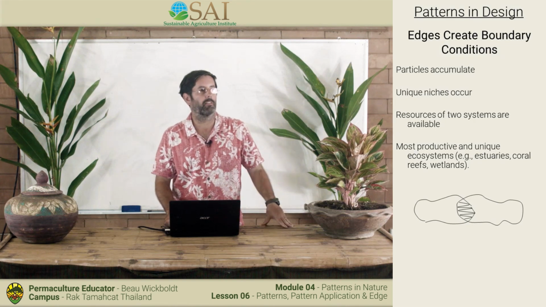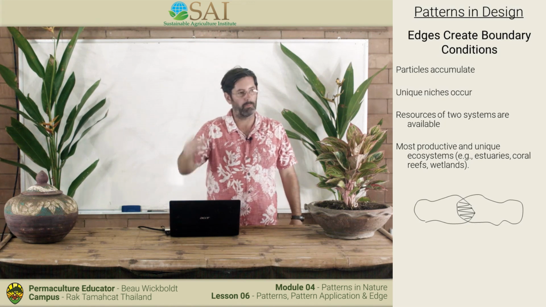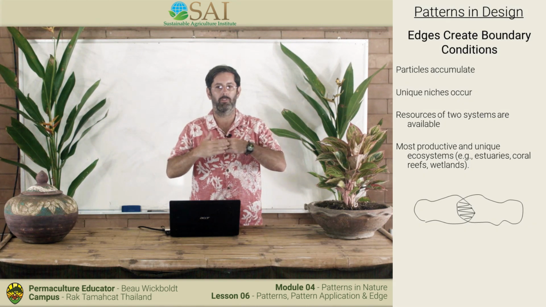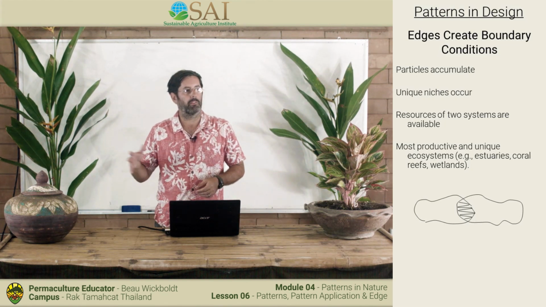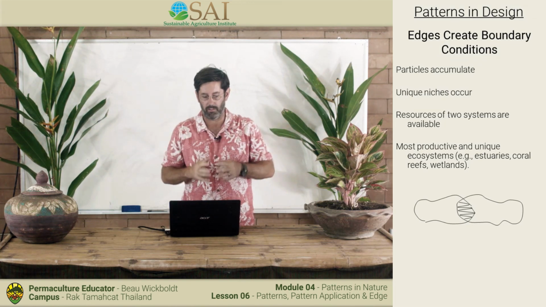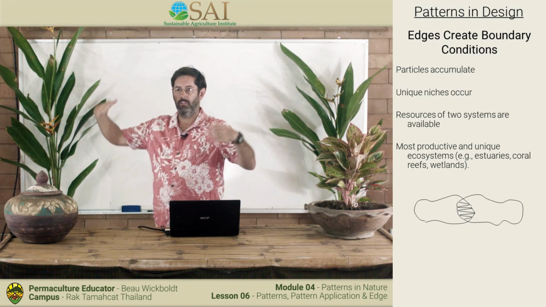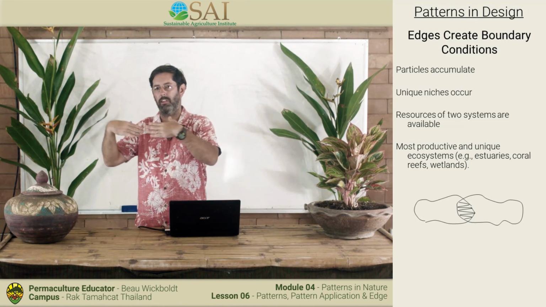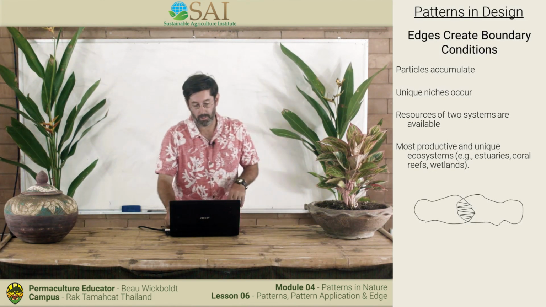So if we have a pond here and we overlap it with another zone, this intersection is more complex than each of those zones individually. By overlapping two separate zones, we've created a third, more complex zone. Most productive and unique ecosystems in the world are where two separate ecosystems overlap or merge together: estuaries, coral reefs, and wetlands. This is what's happening where these two zones are meeting, okay? Whether that's mangroves, where the land intersects with the sea and we see the particle accumulation of nutrients, or these types of situations.